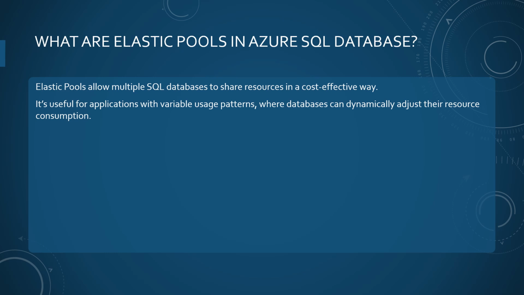What is the Elastic Pool in Azure SQL Database? So Elastic Pool basically allows multiple SQL databases to share resources in a cost-effective way. It is useful for applications with varying usage patterns where databases dynamically adjust their resource consumption.